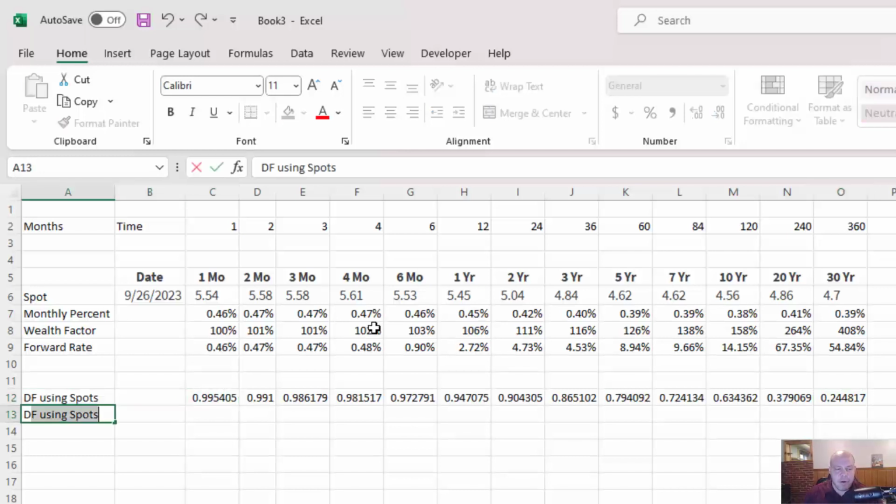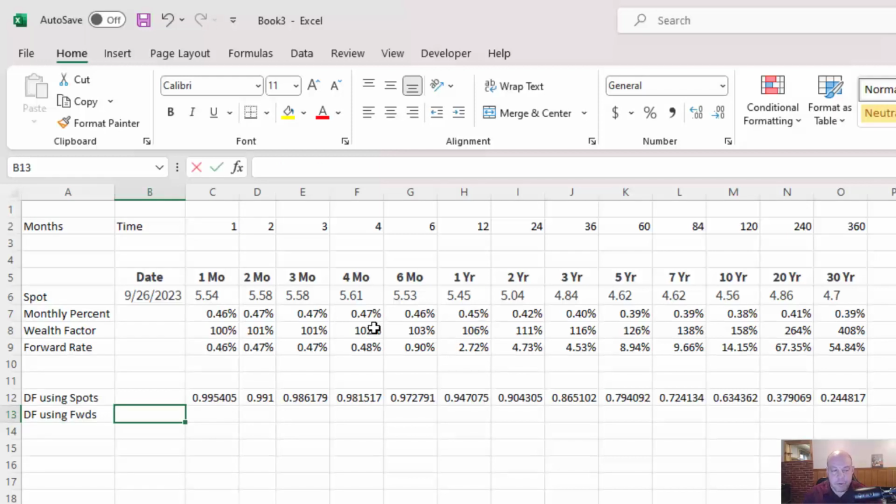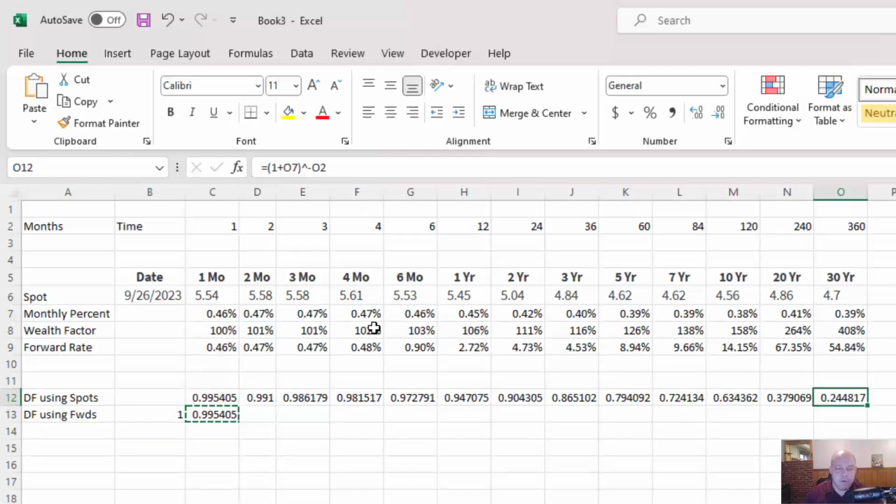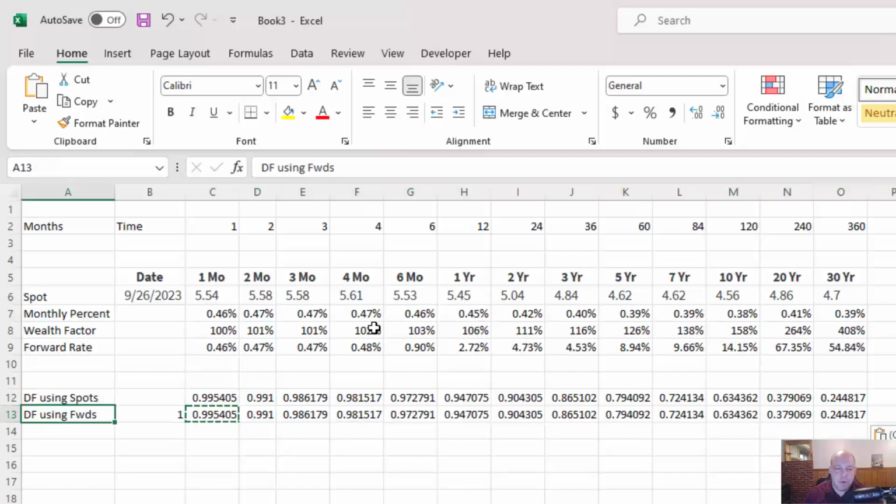The discount factor using forwards is done in a totally different way. What you do is you start at time 0, your discount factor is 1, and then you take the previous value of the discount factor on the term curve, and you multiply it by 1 divided by 1 plus the forward rate. And you'll get the same values. There you go. There's no difference, but the formula is different, and you arrive at the same answer. So there is only one answer, but you can get it a few different ways.